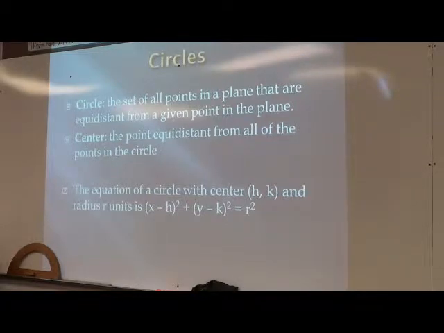So the circle is just defined as the set of all points in a plane that are equidistant from a given point in the plane. So the center is that point that's equidistant from all the points in the circle. And the equation is the quantity x minus h squared plus the quantity y minus k squared is equal to r squared, where r is your radius, and then you take the opposite sign of h and k to find out what your actual center is. So again, a circle is all of the points equidistant from the center point.